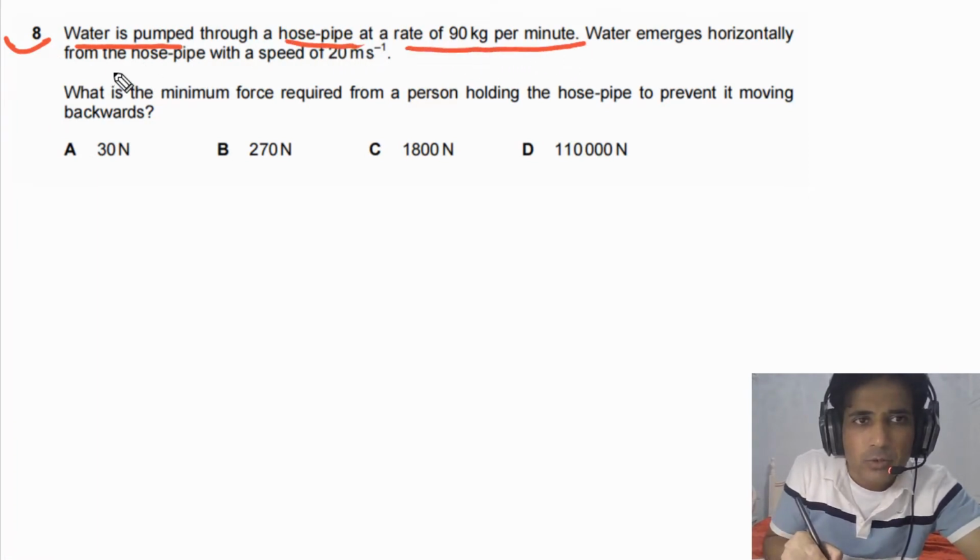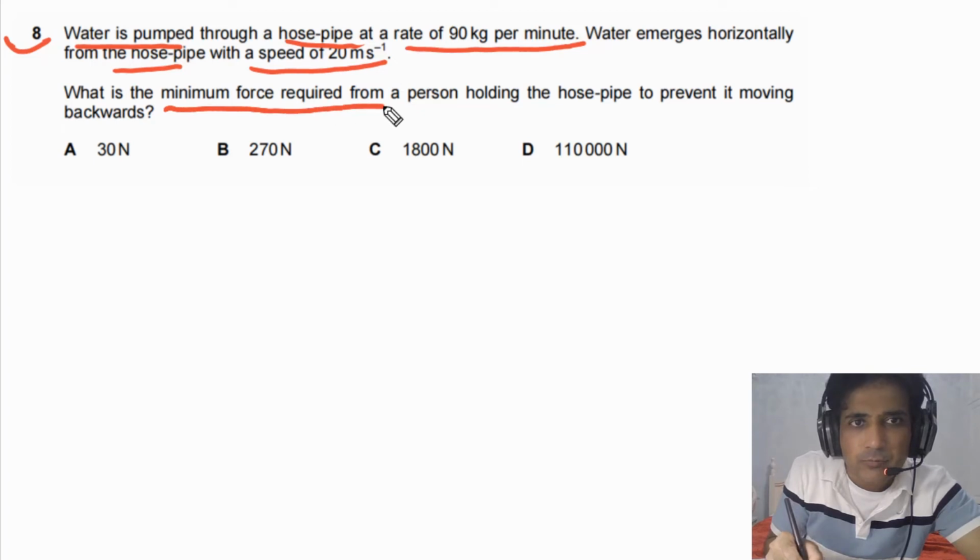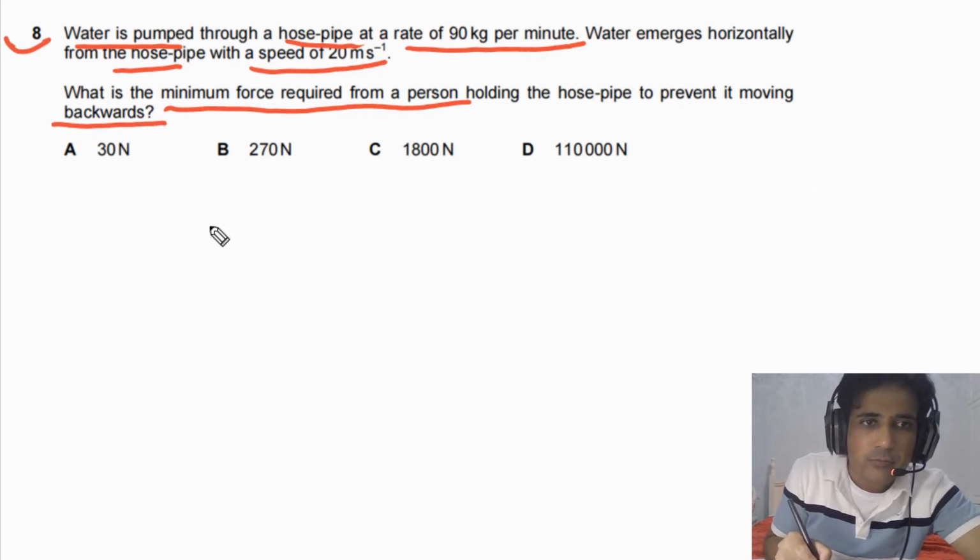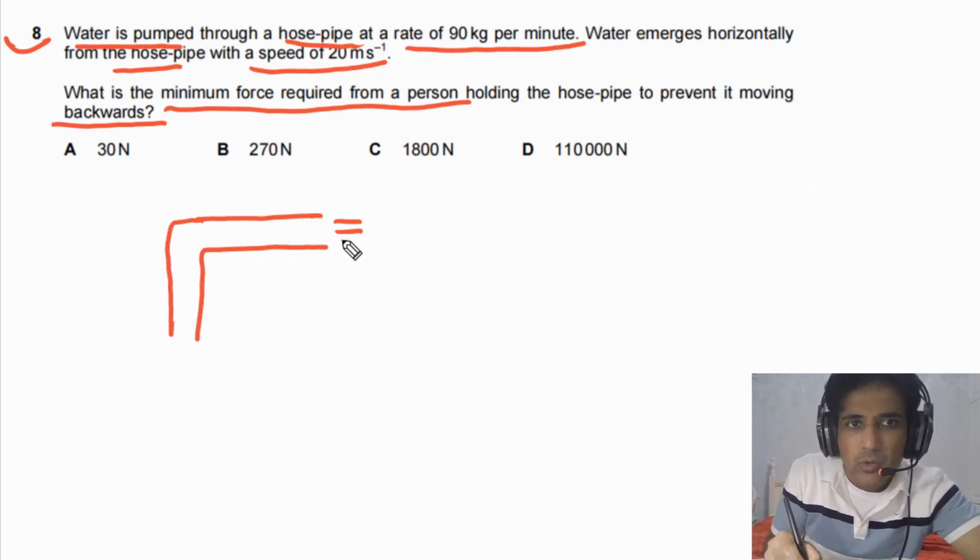Water emerges horizontally from the hose pipe with a speed of 20 meters per second. We need to find out what is the minimum force required from a person holding the hose pipe to prevent it moving backwards. First of all, imagine that we have a hose pipe. So you can imagine this one is a hose pipe and water is coming out of this hose pipe.